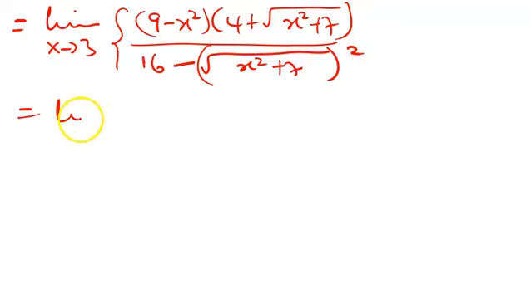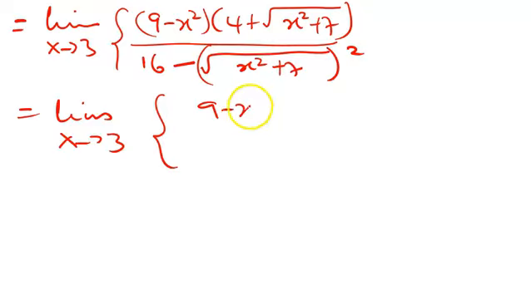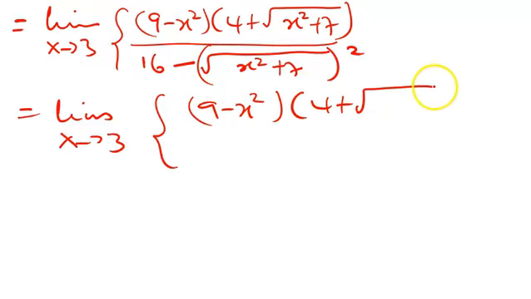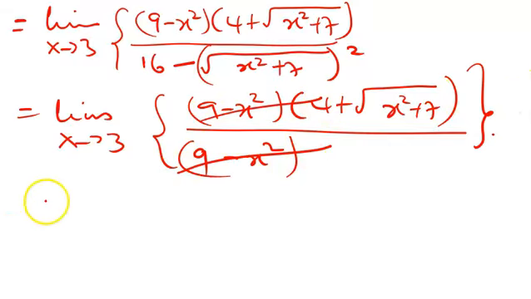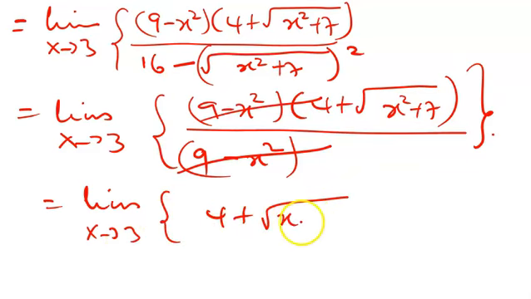So that we are going to have limit as x tends to 3 of 9 minus x squared times 4 plus the square root of x squared plus 7 over, now when we square this one, the square root goes, so that we are left with x squared plus 7. When we open up, we are going to have 16 minus 7, which is 9 minus x squared. The reason why I did not multiply the numerator is that I know you are going to get this type of expression, so this cancels that. So we have limit as x tends to 3 of 4 plus the square root of x squared plus 7.